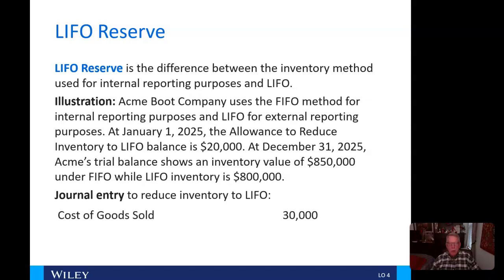Well, the difference between the two is $50,000, and because we already had $20,000 at the beginning of the year, we need an additional $30,000 here. So we're going to debit cost of goods sold and credit the allowance to reduce inventory to LIFO, sometimes just called the LIFO reserve, for $30,000.